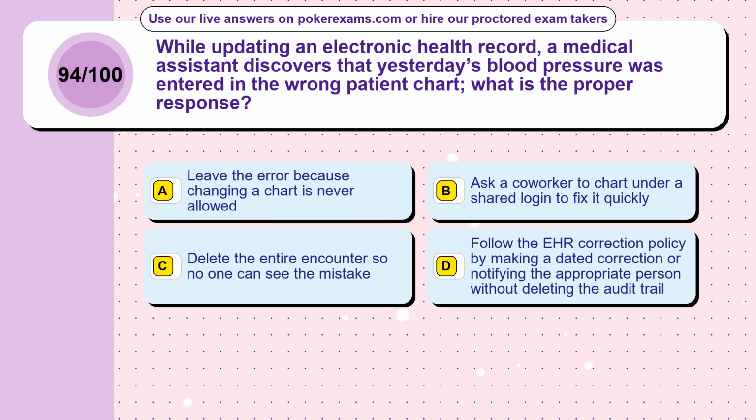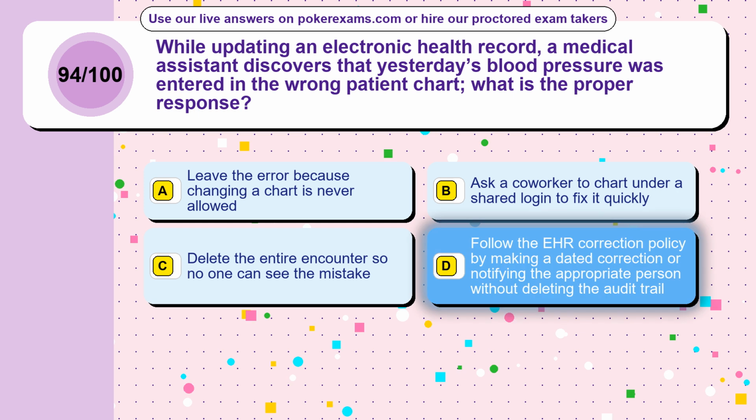Question 94. While updating an electronic health record, a medical assistant discovers that yesterday's blood pressure was entered in the wrong patient chart. What is the proper response? Option A. Leave the error because changing a chart is never allowed. Option B. Ask a coworker to chart under a shared login to fix it quickly. Option C. Delete the entire encounter so no one can see the mistake. Option D. Follow the error correction policy by making a dated correction or notifying the appropriate person without deleting the audit trail. The correct answer is option D.